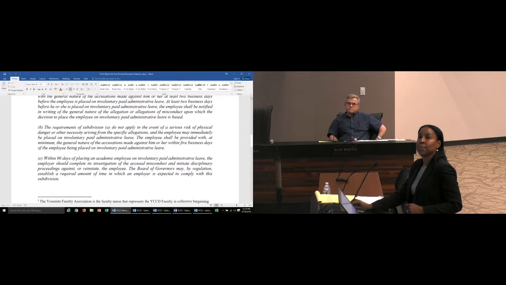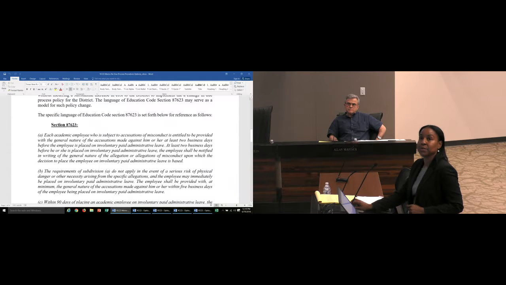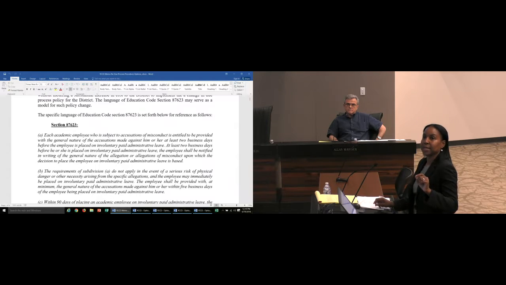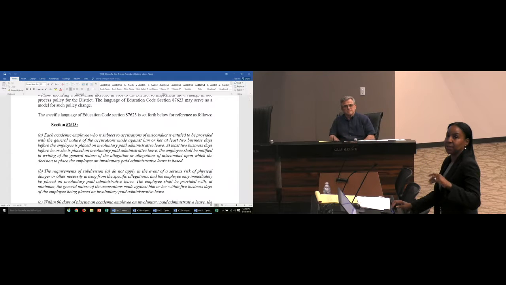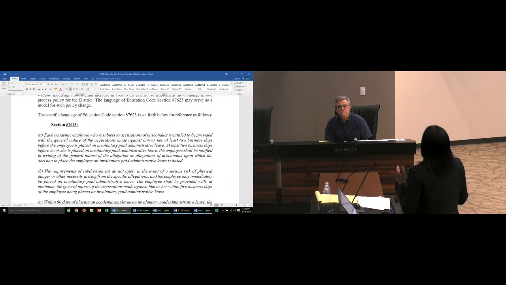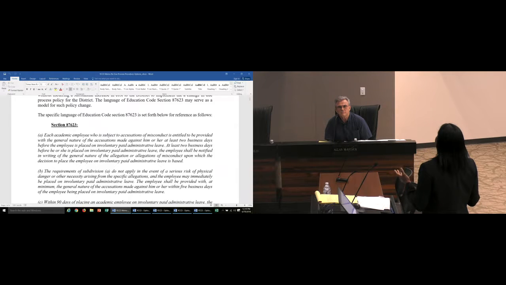That's part of why I put this statute in here, 87623, because it says that the employee shall be provided with, at minimum, the general nature of the accusations made against him or her within 5 business days of the employee being placed on involuntary paid administrative leave. The knowledge will most likely, almost certainly, be incomplete.